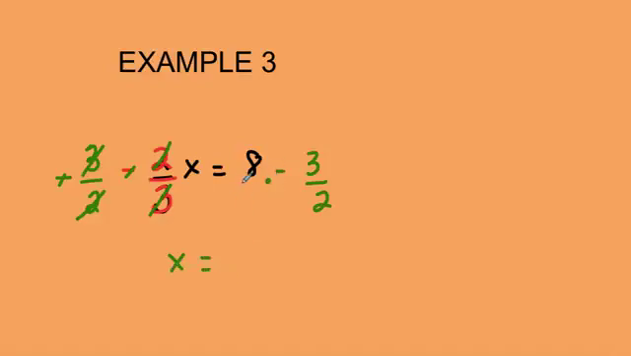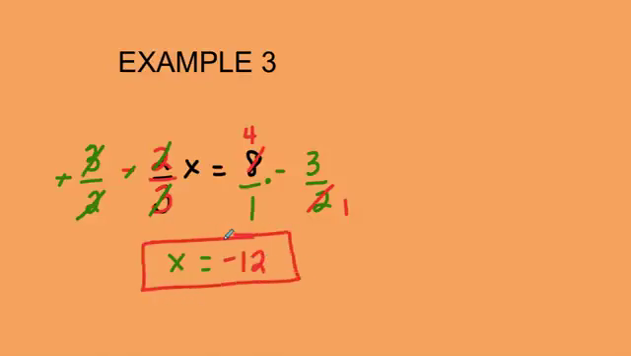Then on this side, I have 8, I have over 1. And then remember, we simplify before we multiply. So I see that 2 goes into itself once and into 8 4 times. And then I do 4 times negative 3, which is negative 12. All right, so this is one way to isolate the variable when we have a fraction in front of it.